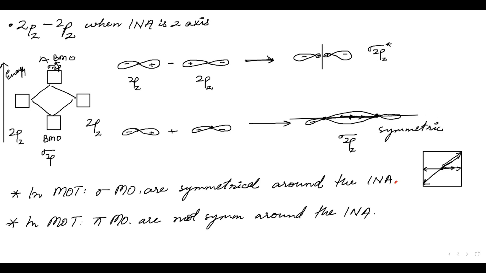Symmetric. Okay, here this will be negative. Positive, negative. And this will be positive. This will be negative. Now you tell me, what about this one? Is it symmetric or unsymmetric?